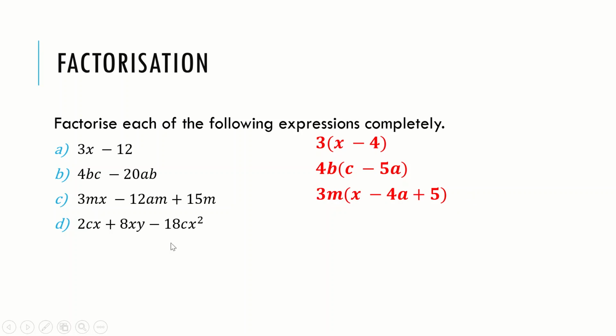The last one, what is common for the 3 terms here? Take out 2, you can take out x. That's all. Y is only in this term. And there's no c in this term also, so you cannot take out c. So 2x bracket c plus 4y minus 9cx close bracket.